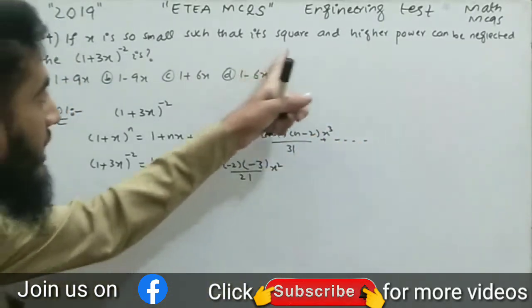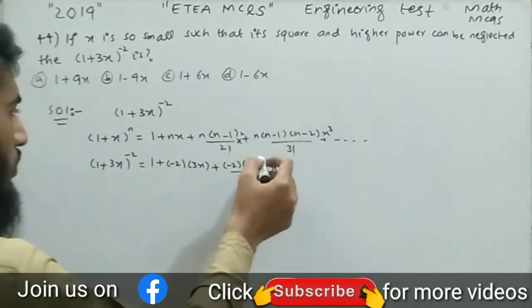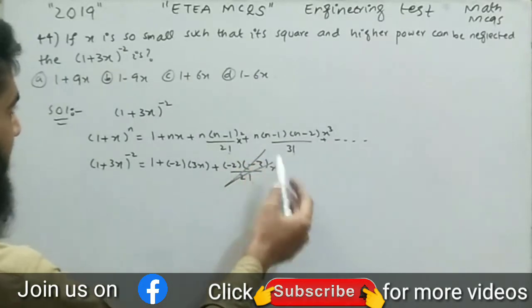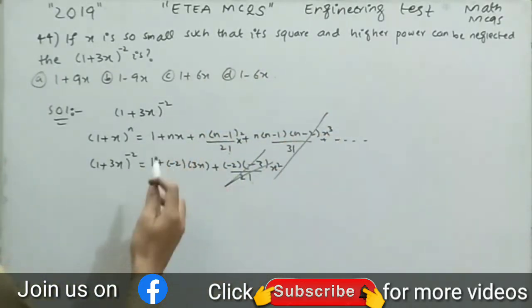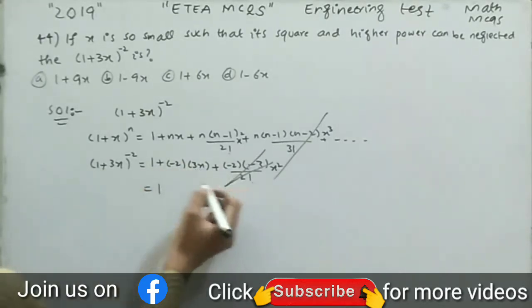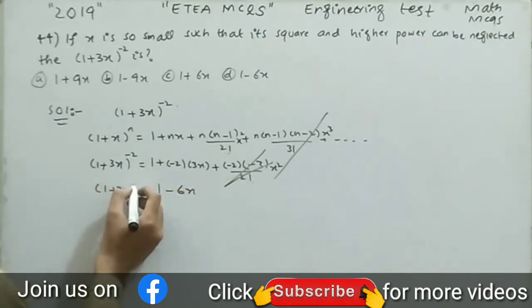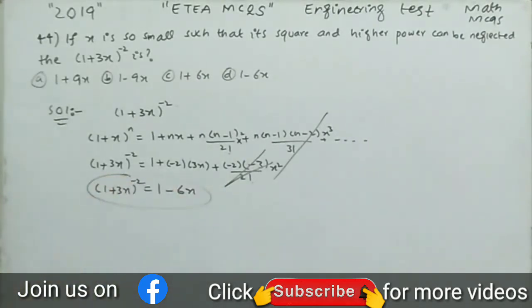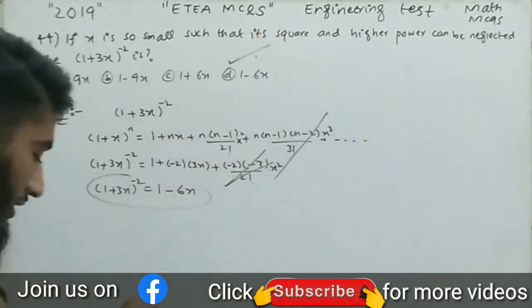Now they tell us that x is so small that its square and higher powers can be neglected. So no need to write this term, because x square is neglected and x power 3 is also neglected. We will just take the first 2 terms. So 1 comes down as it is, minus 2 into 3x gives us minus 6x. So it means that (1 + 3x)^(-2) is equal to 1 - 6x. So the correct option for this MCQ number 44 is option number D.